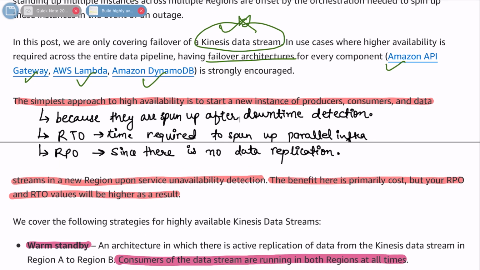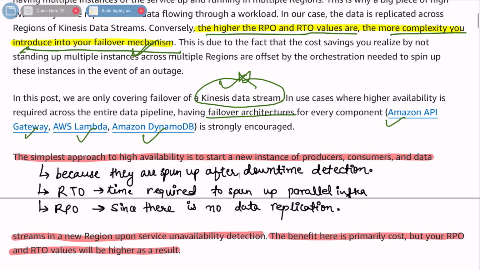Now I believe you got the general idea. Now let's try to discuss some of the things around it. The simplest approach to high availability is to start a new instance of producers, consumers, and data streams in a new region upon service unavailability detection. The benefit here is primarily cost, but your RPO values will be higher as a result. This is the thing which we discussed here, right?